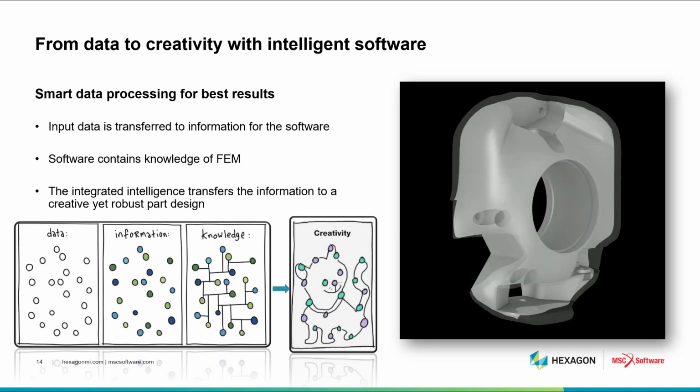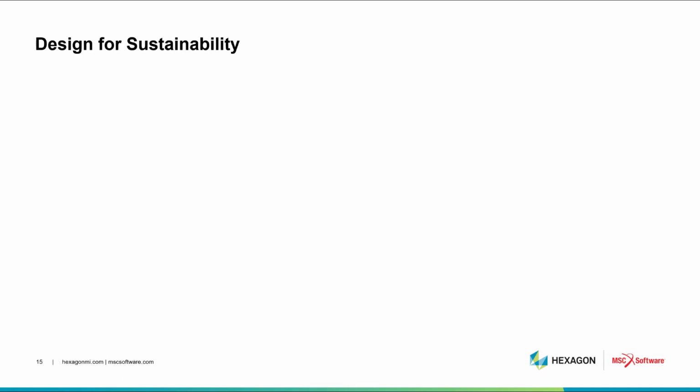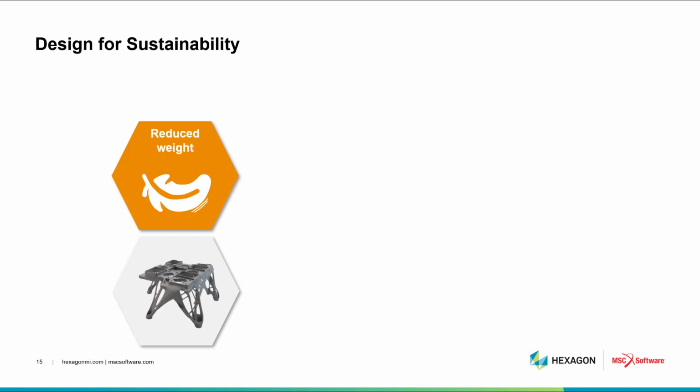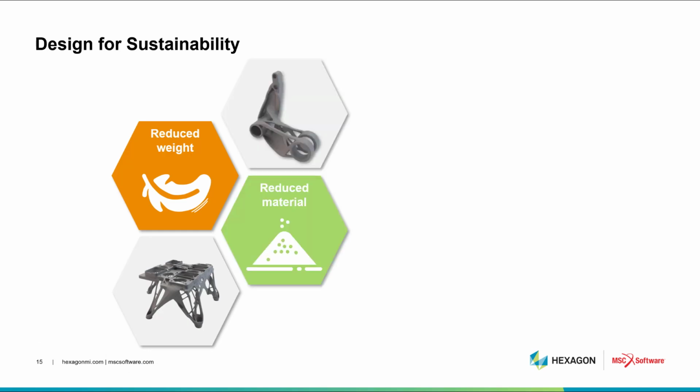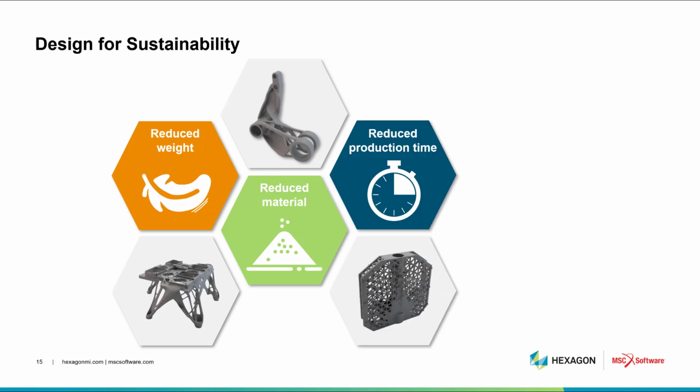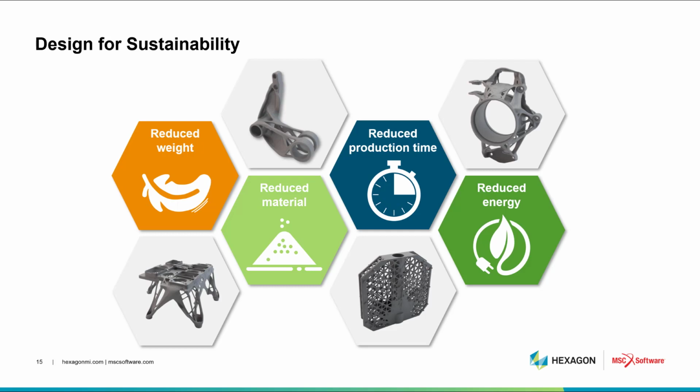And if you put all of this now onto your part, you can design for sustainability. You can reduce weight, you can reduce material during production and of course during usage. You can reduce the production time, which saves money, energy and everything. And in the end, you can reduce energy during production. Less material is less energy. And during usage, especially for aerospace or space, but as well for machinery.